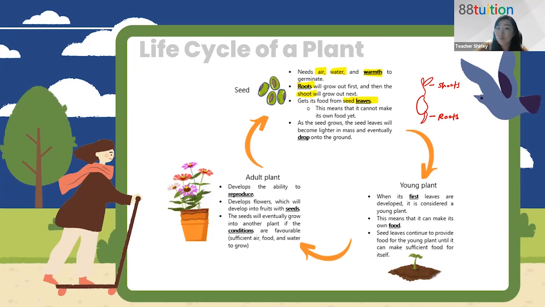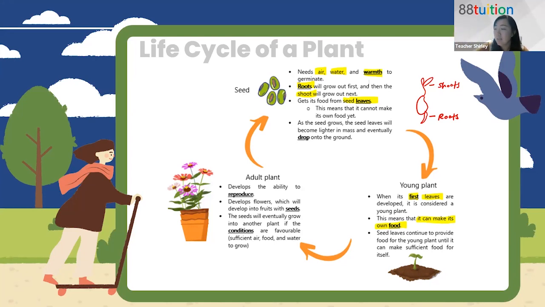The next stage of the plant life cycle would be the young plant. When do we consider it a young plant? It's when the first true leaves develop, which means it can make its own food now. Seed leaves will continue to provide food for the young plant until it can make sufficient food for itself. For primary school science, you just need to know that there are three stages: seed, young plant, and adult plant.